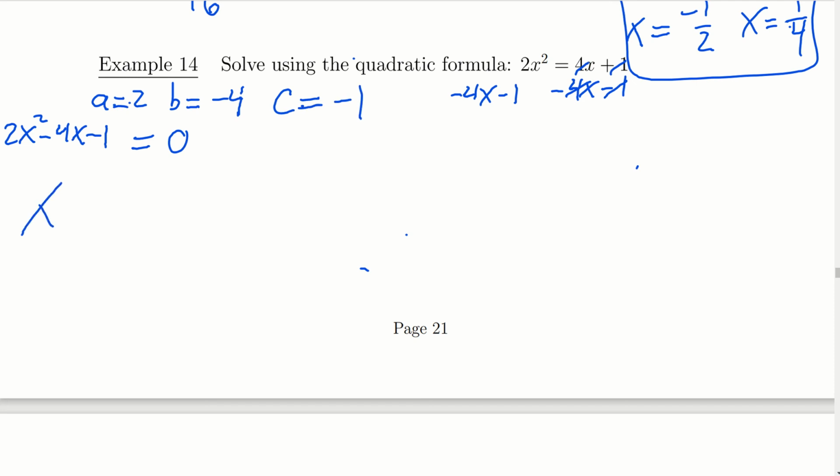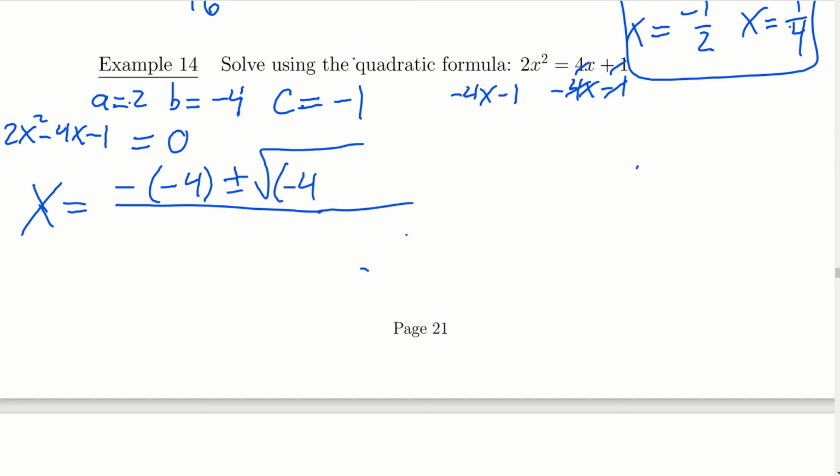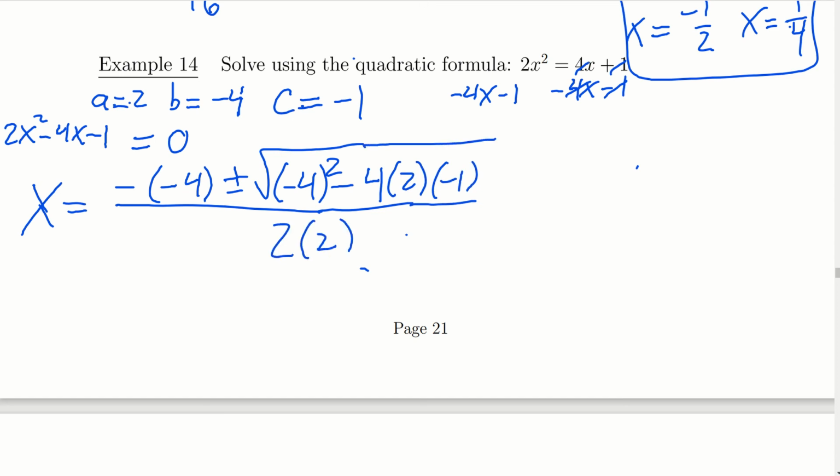We're going to plug it into our quadratic formula. It's going to be x equals the opposite of b. So that's going to be the negative of negative 4. Plus or minus the square root of b squared. That's negative 4 squared. Minus 4 times a times c. And it's going to be all over 2 times a.